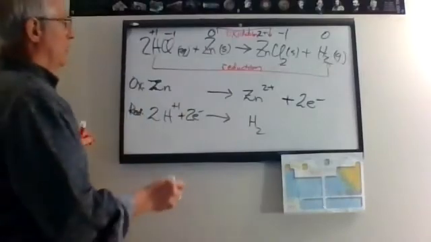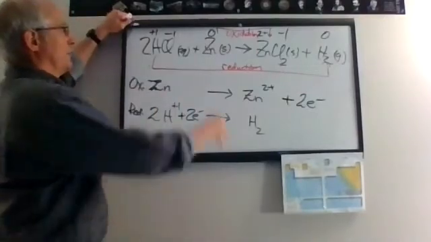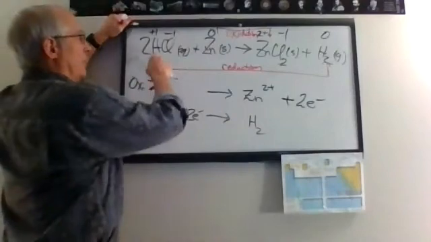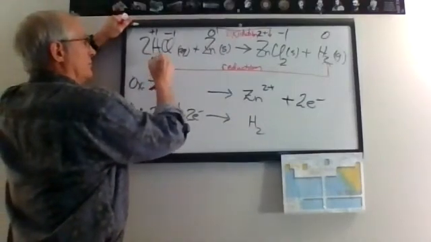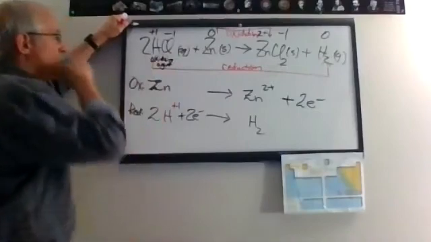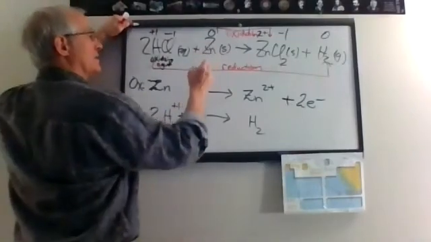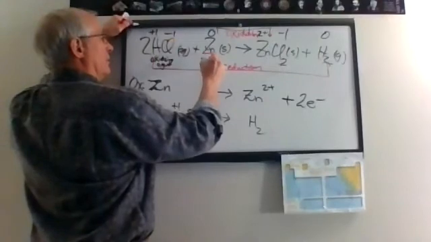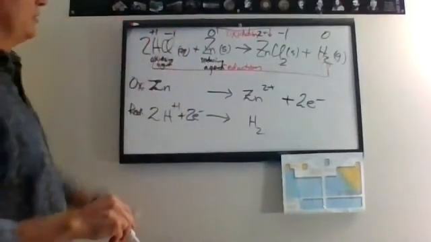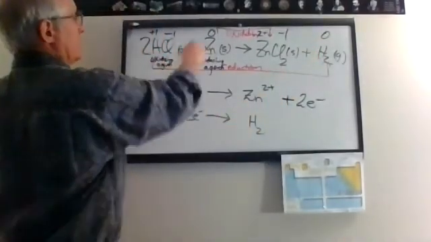Now the question is, what is it that's oxidizing the zinc? It's the hydrogen. And so this is called the oxidizing agent. And what is it that is reducing the hydrogen? That's the zinc. It's reducing the hydrogen. And so we got the oxidizing agent, we got the reducing agent. The zinc reduces the hydrogen, and the hydrogen oxidizes the zinc.